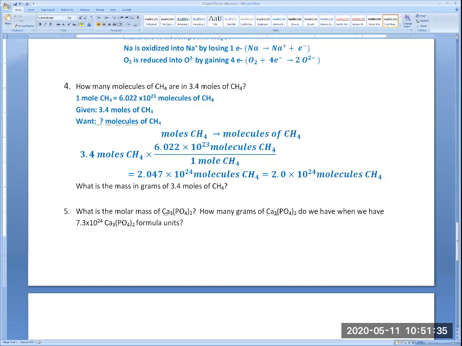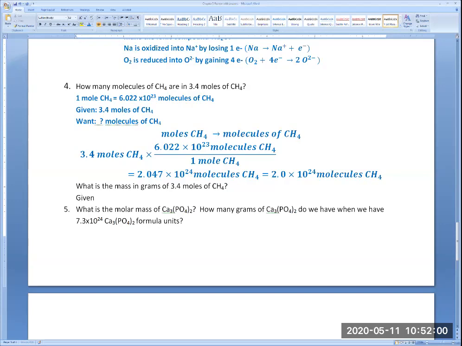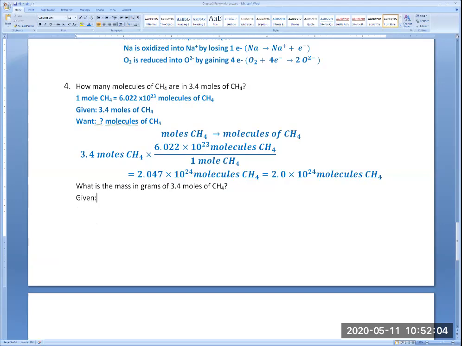What relates grams to moles? The molar mass, right? You should automatically think the molar mass. Because what relates grams to moles of a compound is the molar mass of that compound, right? So to answer that question, we will need the molar mass of CH4. So let's start by asking what is given. What is given is the same thing as earlier. It's the 3.4 moles of CH4. But this time, instead of changing that to a number of molecules, we want to know grams, or mass in grams.